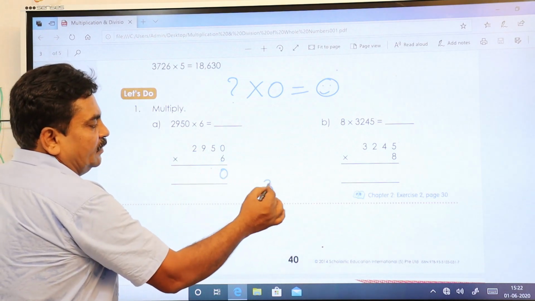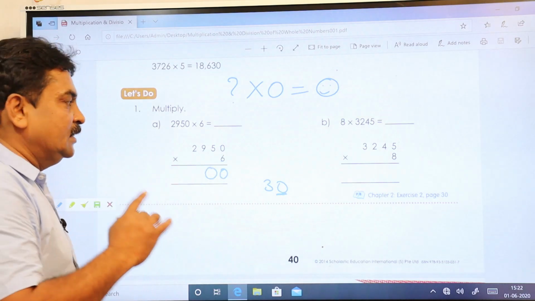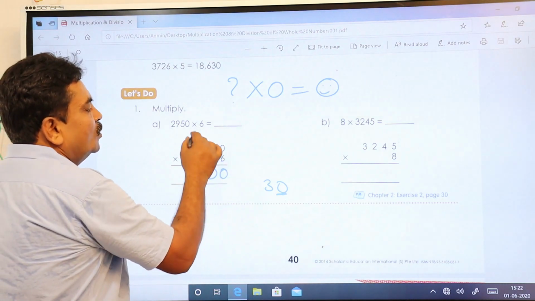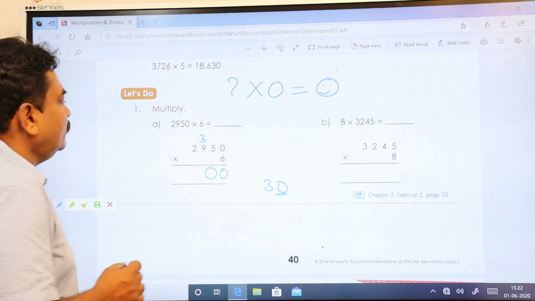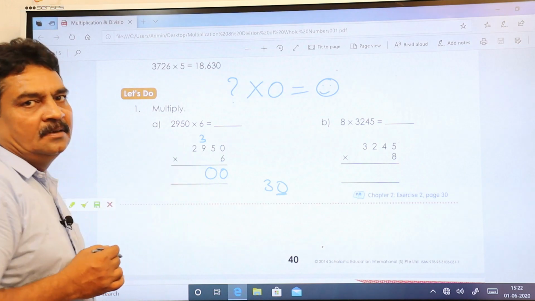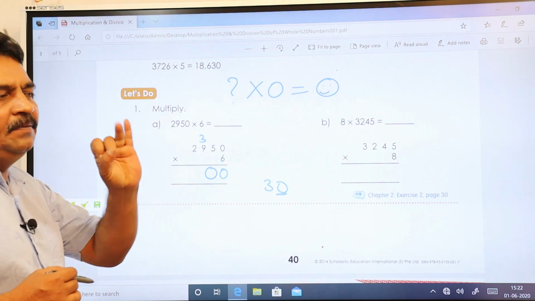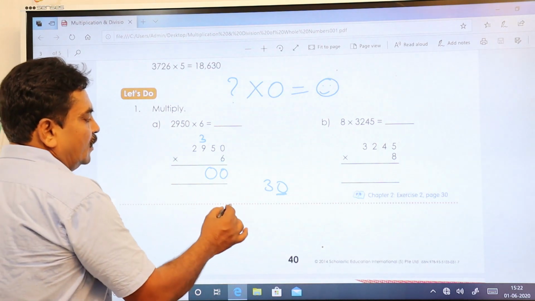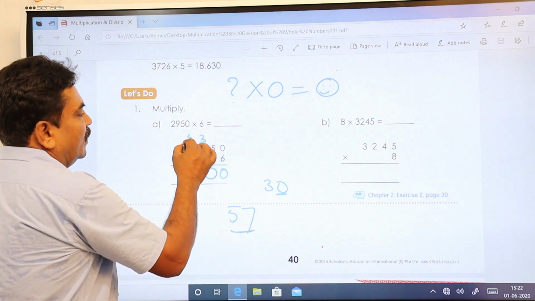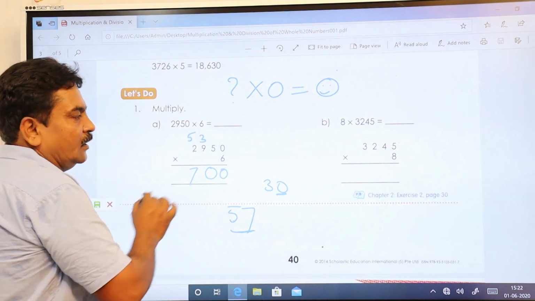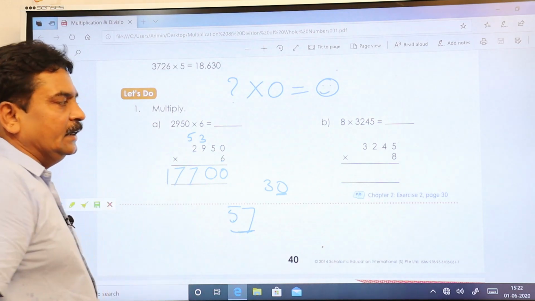6 5s are 30. 30 means this 0 is ones place. Write down here, and the tens place value you carry forward to another number, that is 3. 6 9s are 54. 54 plus 3, 54, 55, 56, 57. You got 57. So write down ones place down and 5 up. 6 2s are 12. 12 plus 5 is 17. So the answer is 17.